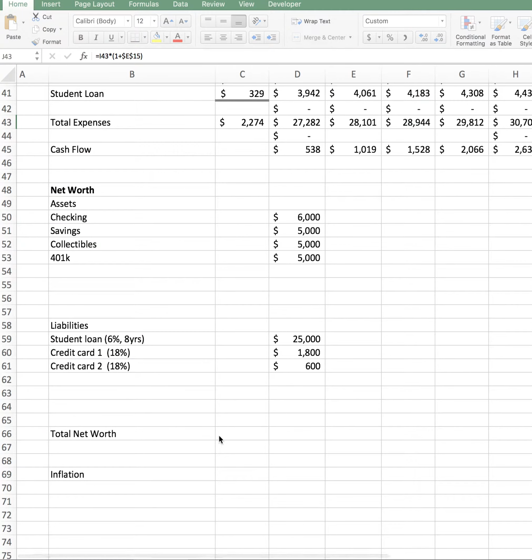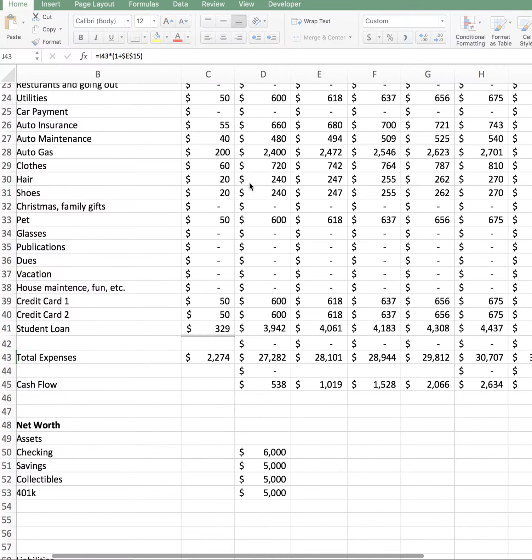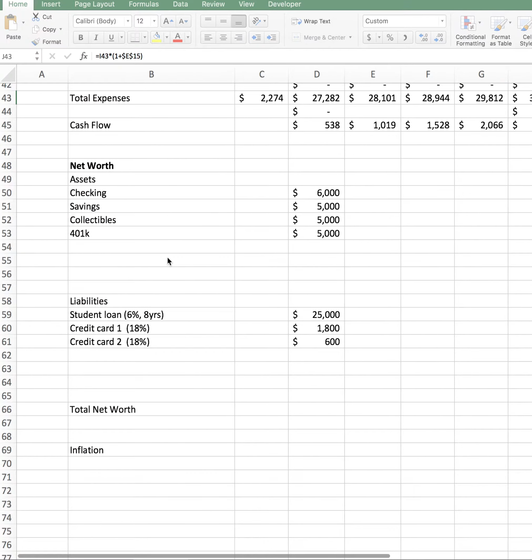So we're going to go down the spreadsheet and get to our net worth. Our net worth is our assets minus our liabilities equals our total net worth. Assets minus liabilities equal total net worth. Now this is not our payments. Our cash flow and our payments is up here. But our net worth is the value of what we own minus the amount we owe. Own versus owe.